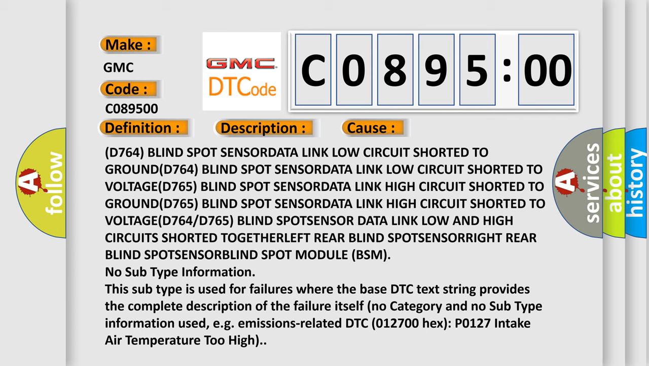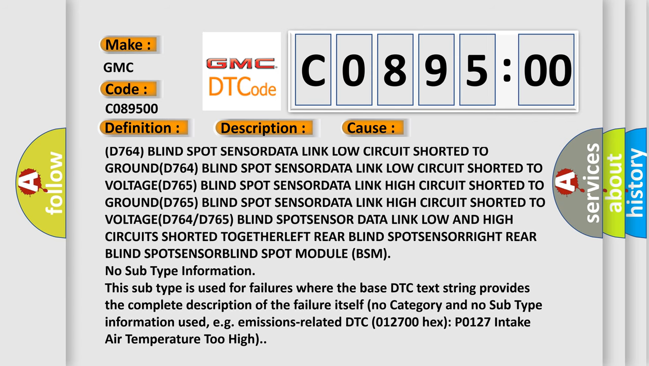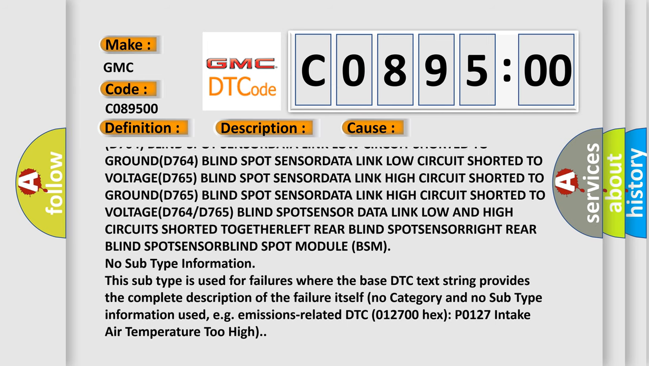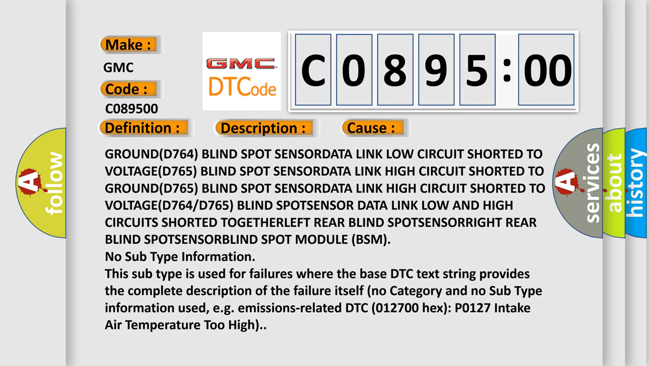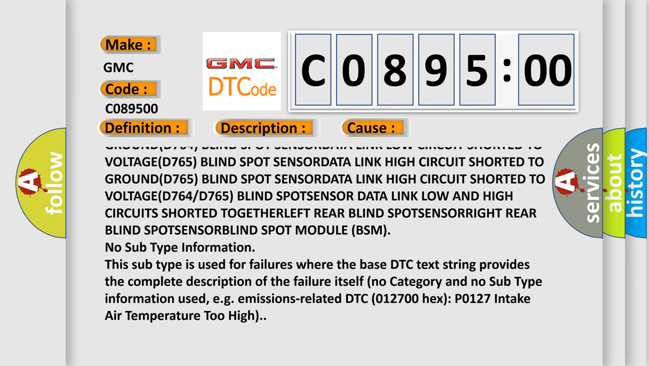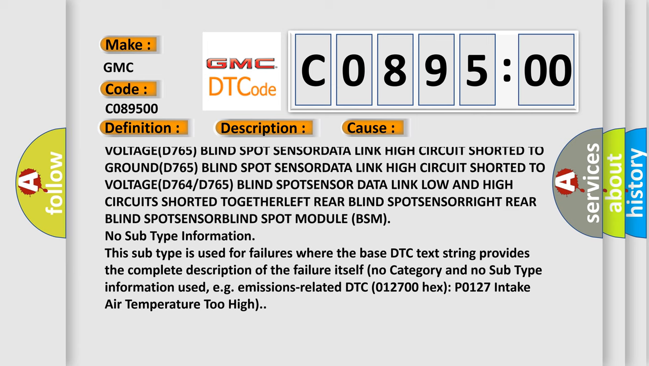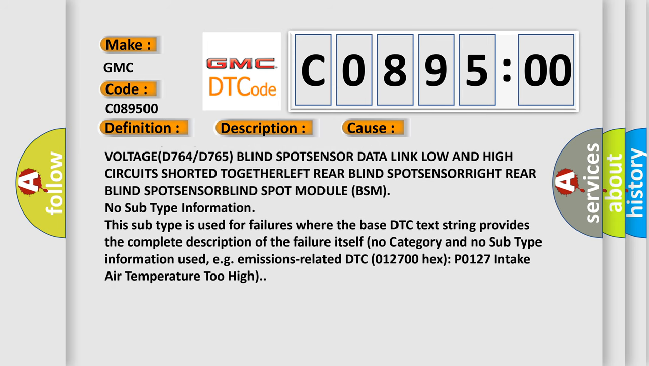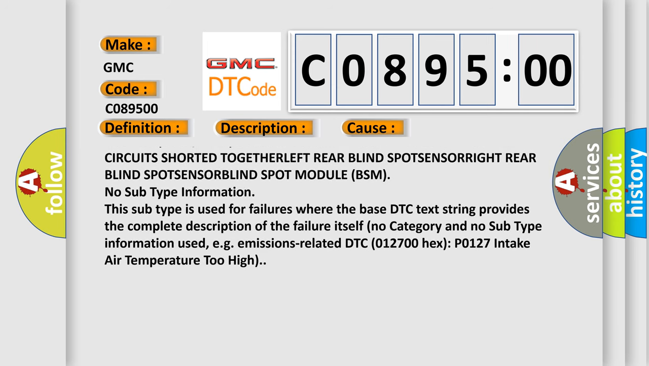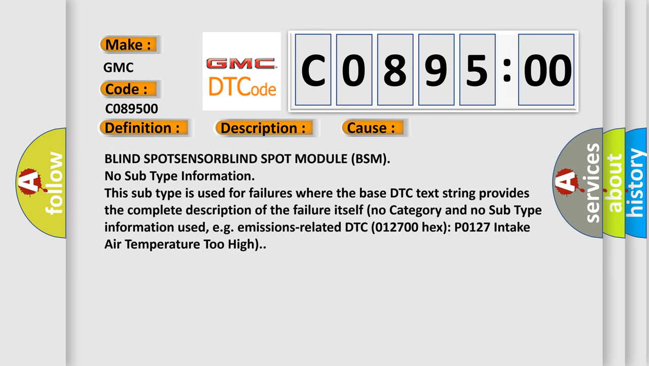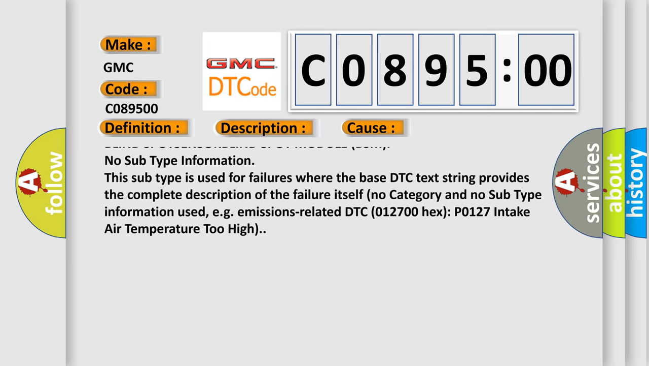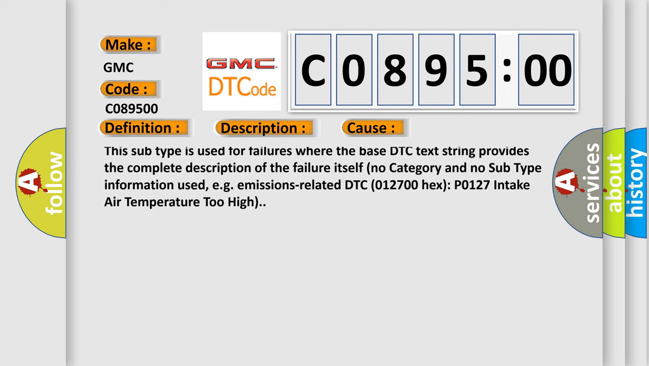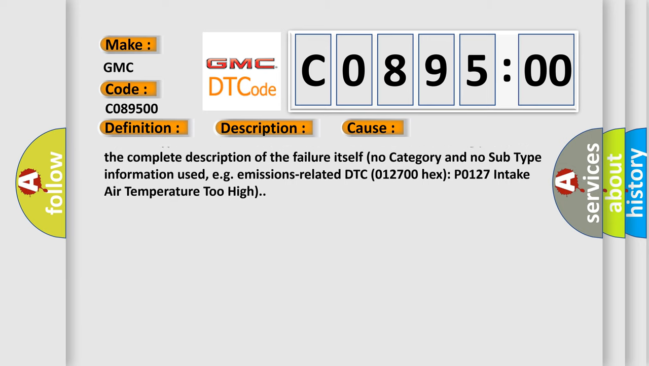D764 blind spot sensor data link low circuit shorted to ground, D764 blind spot sensor data link low circuit shorted to voltage, D765 blind spot sensor data link high circuit shorted to ground, D765 blind spot sensor data link high circuit shorted to voltage, D764 or D765 blind spot sensor data link low and high circuits shorted together, left rear blind spot sensor, right rear blind spot sensor, blind spot module BSM.